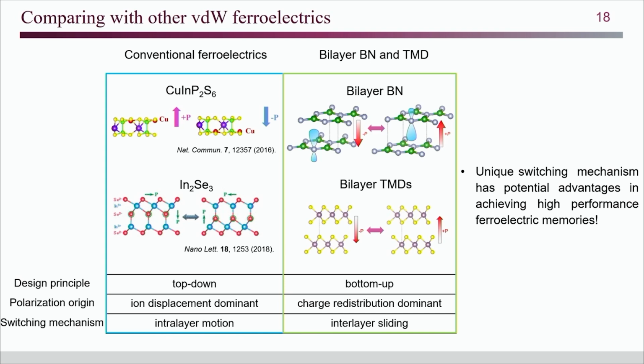And I think the main difference in the switching mechanism is that in our case, the out-of-plane electric field switching is through this interlayer sliding motion, while in the other case, it's mainly through intralayer motion. Because we know that the van der Waals force between the layers is pretty weak, and sometimes there is this super lubricant motion between the 2 layers. So maybe this sliding ferroelectric can be a potential candidate for high-performance ferroelectric materials.